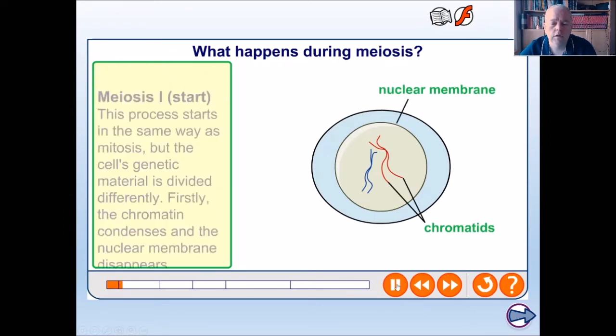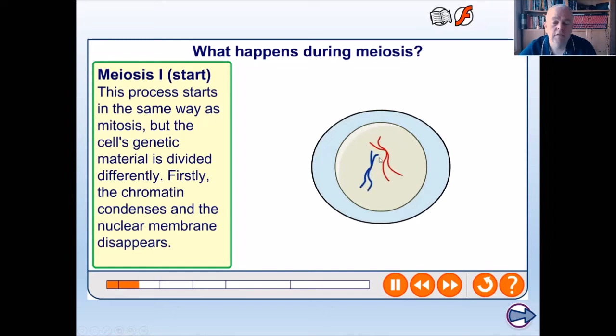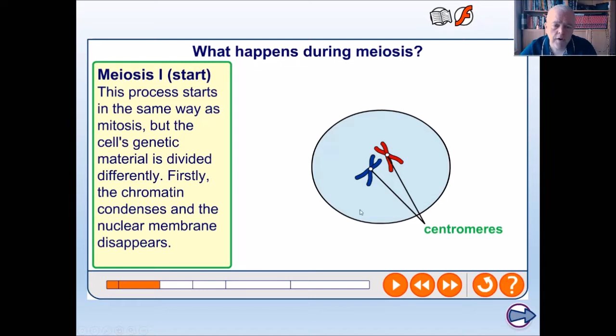so we can see a bit more space to see the arrangement. And we see the centromere in the middle. The nuclear membrane has broken down.